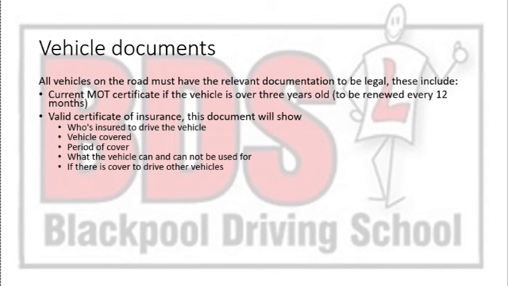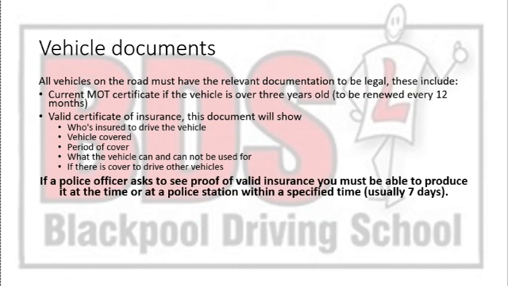And the third type of insurance is fully comprehensive. As well as covering other people and property, this insurance also covers damage to the insured vehicle. If a police officer should ask to see proof of valid insurance, you must be able to produce this at the time or at a police station within a specified time, and that time is usually 7 days.